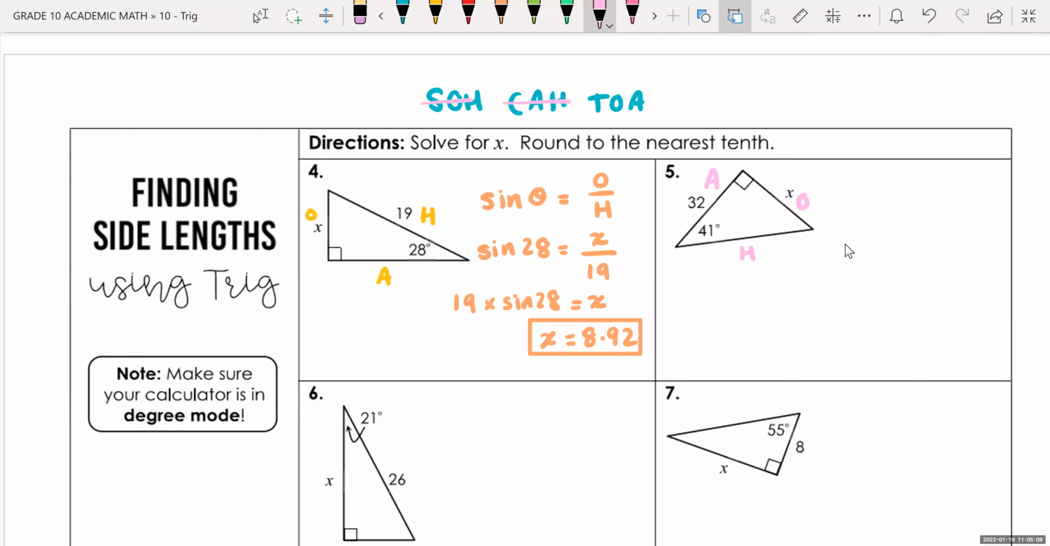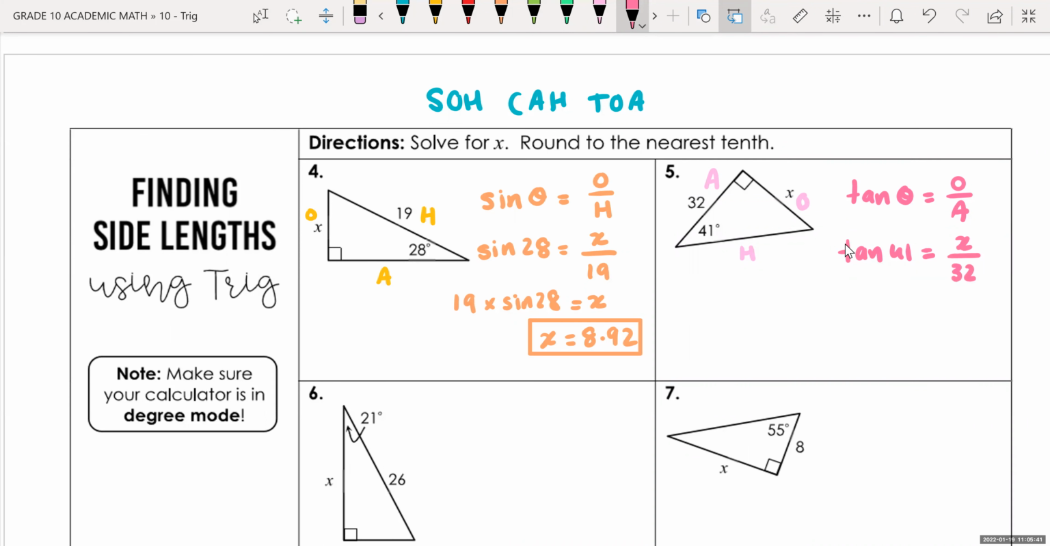Which trig ratio are we going to have to use? Good. So we're going to have to use tan. We have no other choice because the question doesn't give enough information. I'm going to start by writing the ratio. Tan theta is equal to opposite over adjacent. Do we know what theta is in this question? Yeah, so we're going to write tan 41. Do we know what opposite is? And do we know what adjacent is?